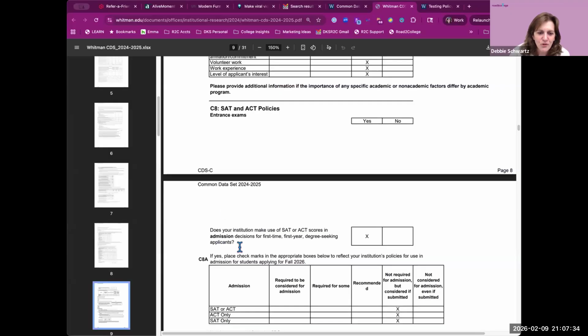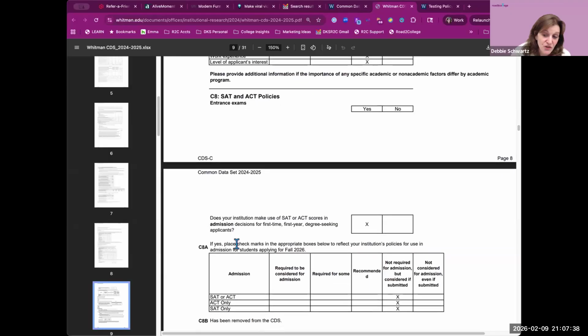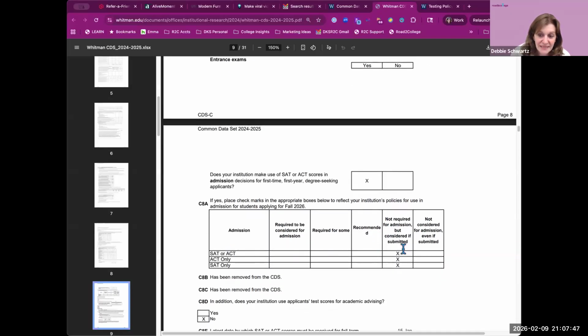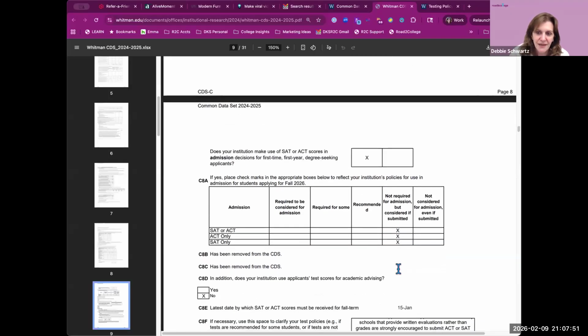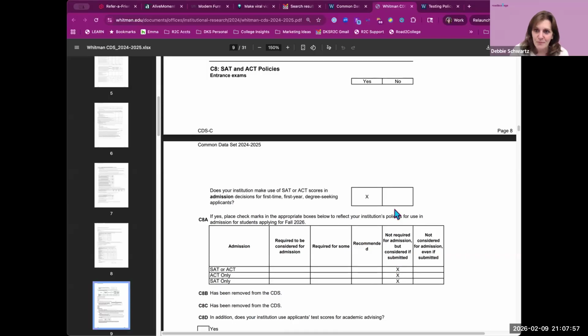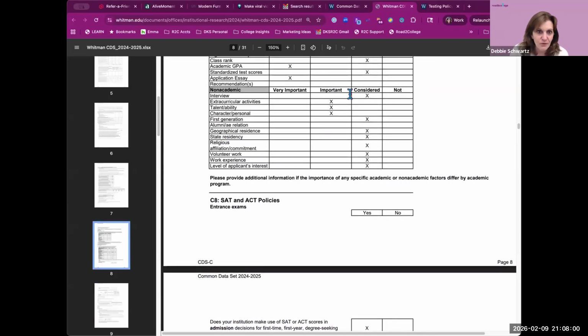So here, does your institution make use of the SATs and ACTs in admissions decisions? They're saying yes, they look at it. They haven't said it's required. And in fact, the next section says it's not required for admission. But if you submit it, let's tie all this information together. It's not required to apply. They do look at it, but even though they look at it, if you come back here, it's not one of the higher things that's most important for them in making a decision.